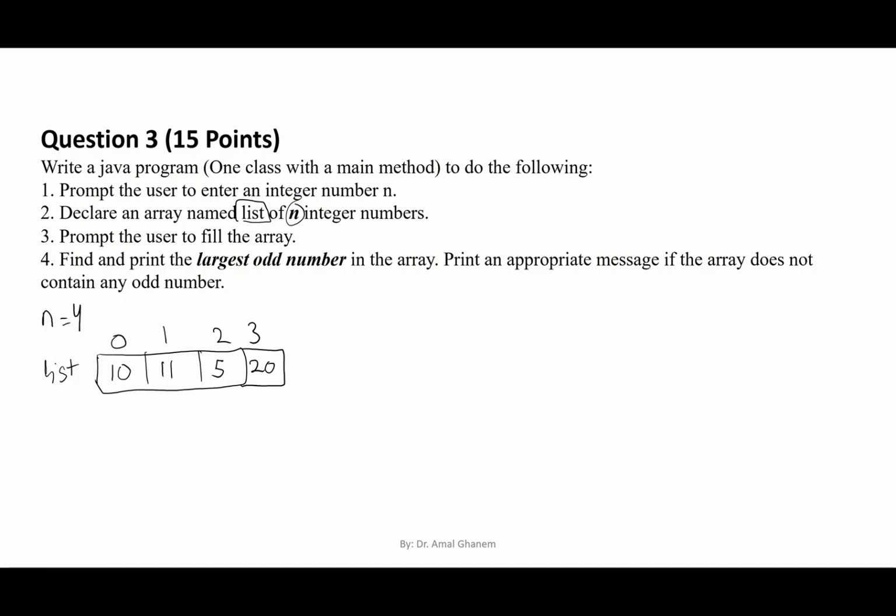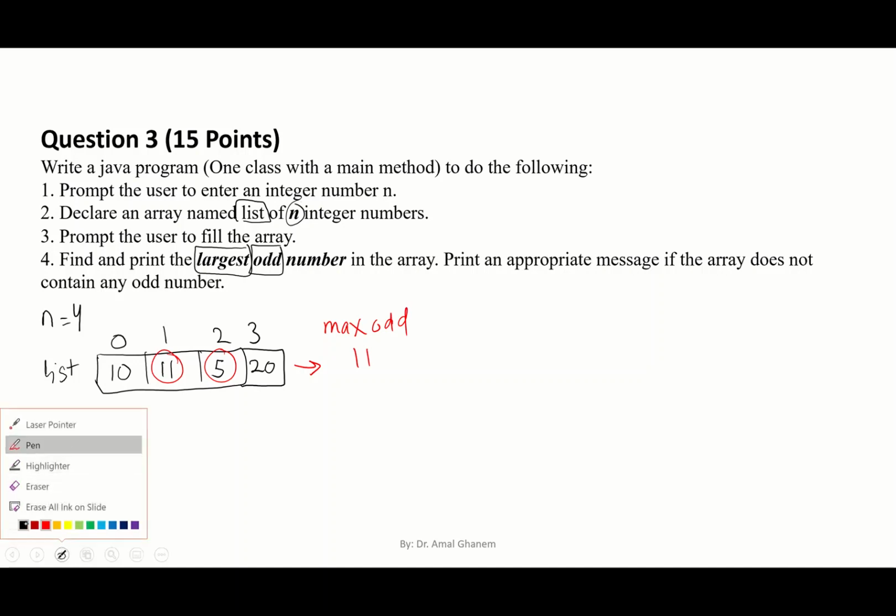The next step is to find the largest odd number. So we have to find the maximum value, and it should be the maximum odd number. According to this sample of data, we have 11 and 5. They are odd numbers. Which one is the maximum? 11. So the output in this case is that the maximum odd number that we found in this array is 11.